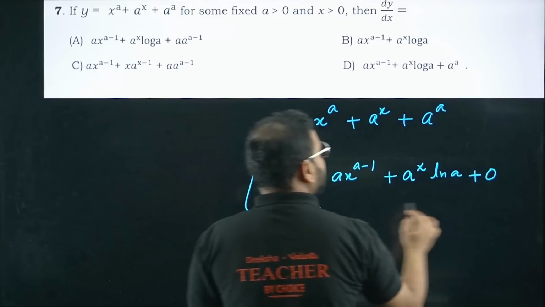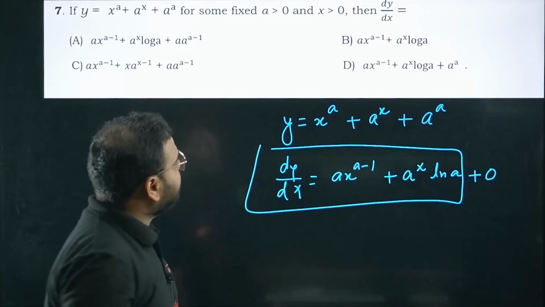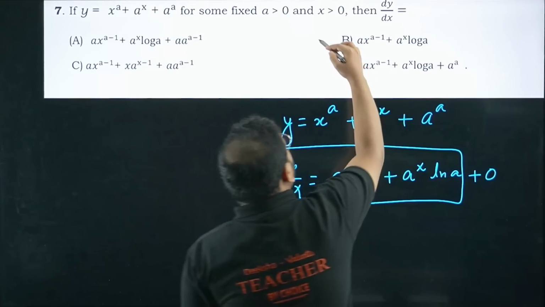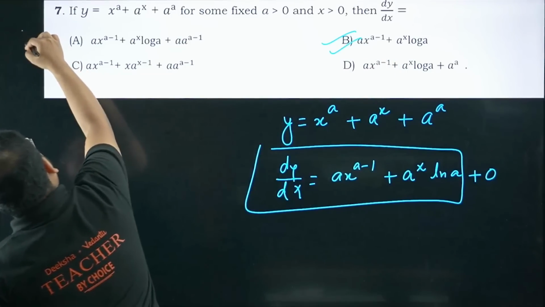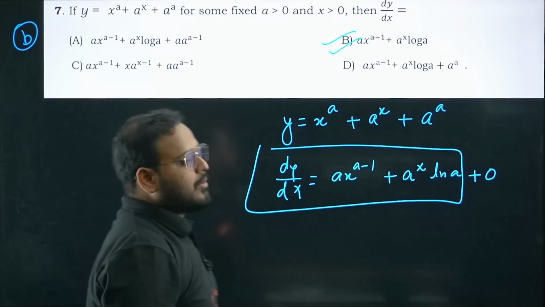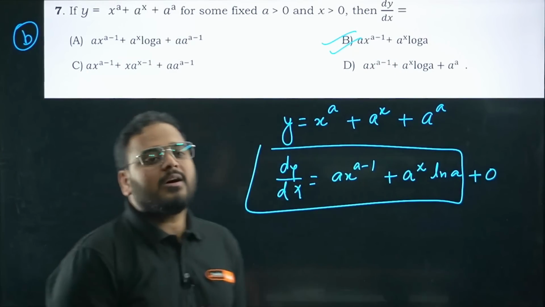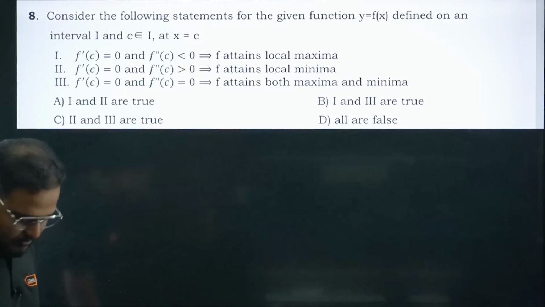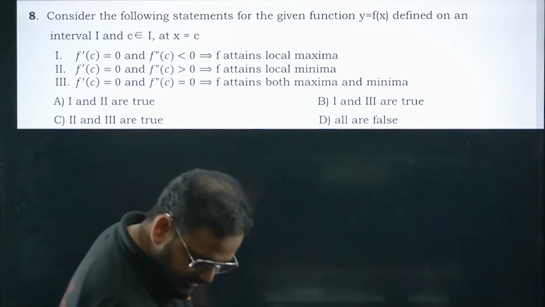Is there any option like this? Please check: a x power a minus 1, plus a power x ln a. Option B is right, no? Option B is perfect. Please check option B. Let's move on to question number 8 now.